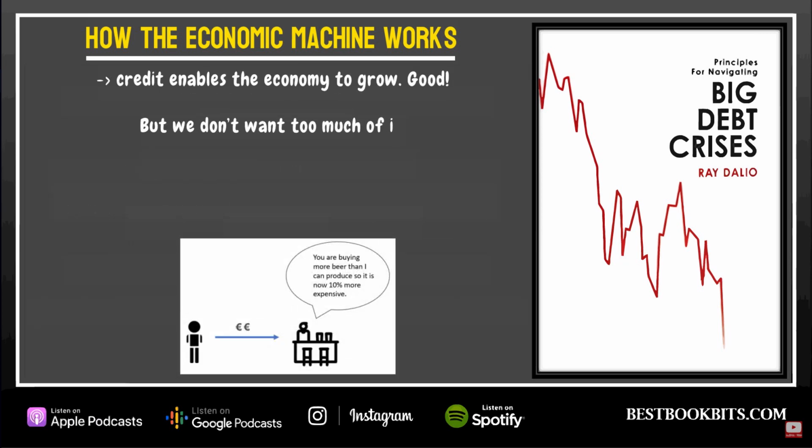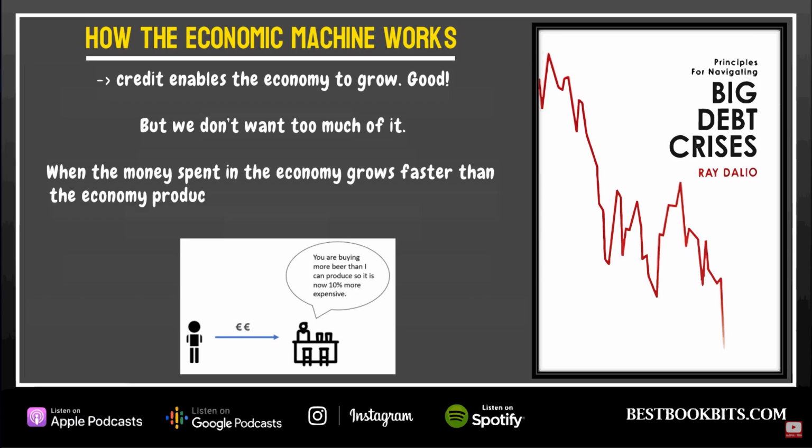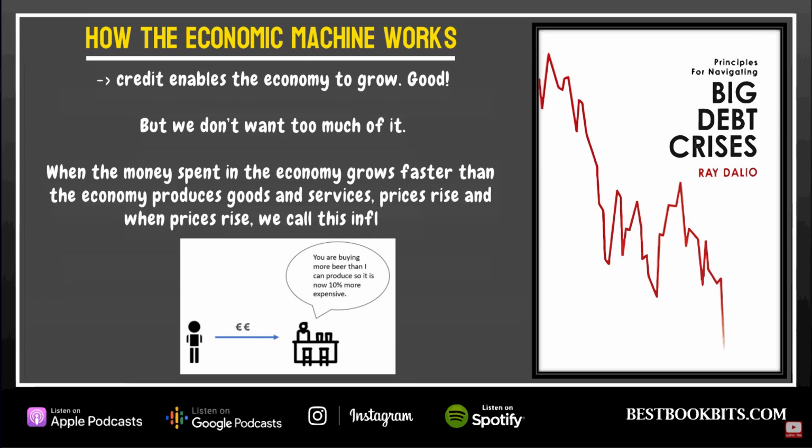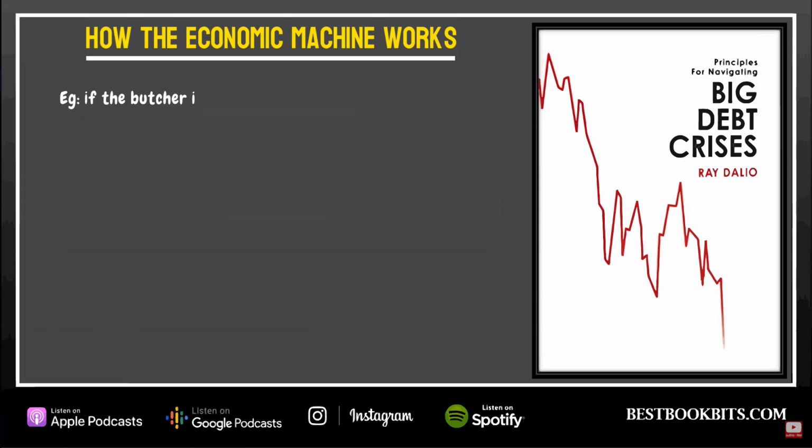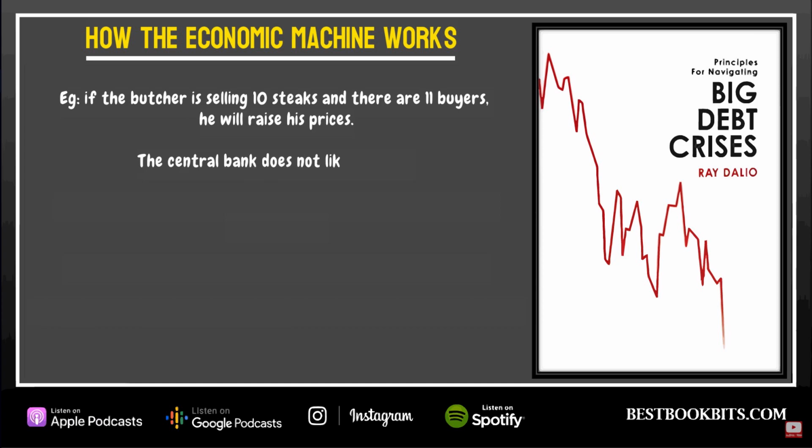Good, but we don't want too much of it. When the money spent in the economy grows faster than the economy produces goods and services, prices rise, and when prices rise, we call this inflation. You're buying more beer than I can produce, so it's now 10% more expensive. For example, if the butcher is selling 10 steaks and there are 11 buyers, he will raise his prices.